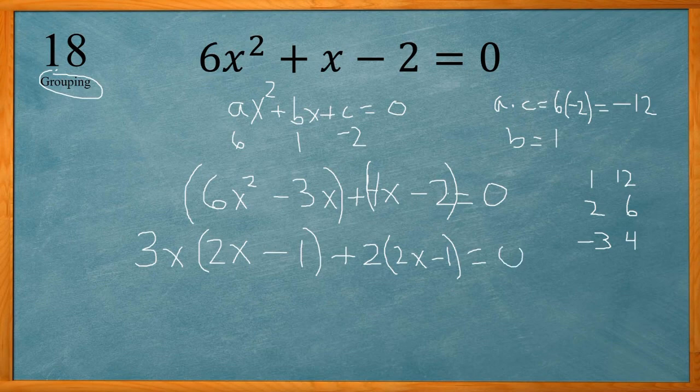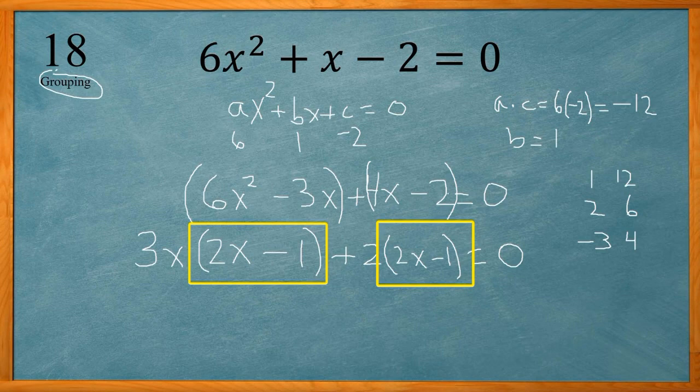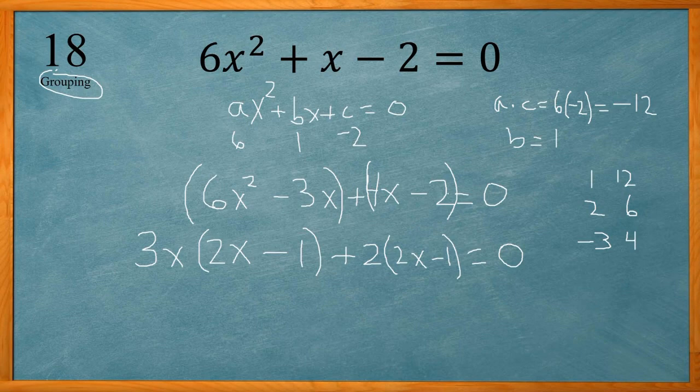If you notice, you got 2x minus 1 here and 2x minus 1 here. When you're factoring by grouping, both of these need to come out to be the same for this to work. If they don't come out the same, that means you did something wrong.